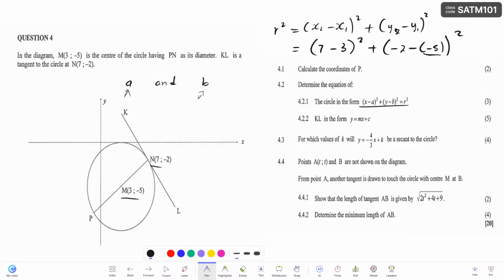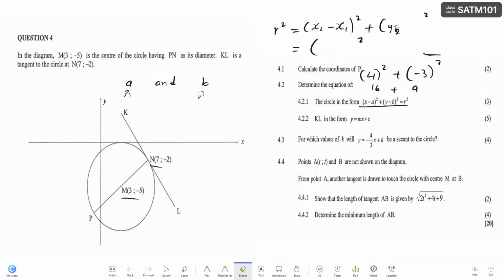So now let's use our calculator. Here is going to give us 4 squared plus negative 3 squared. This one is going to give us 16, then this one is going to give us 9. So 16 plus 9 is 25. So meaning our radius squared is 25.